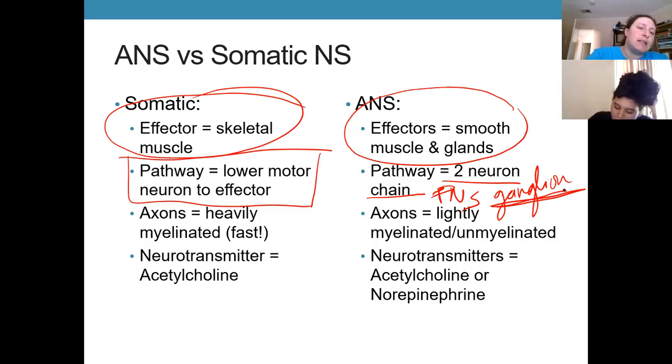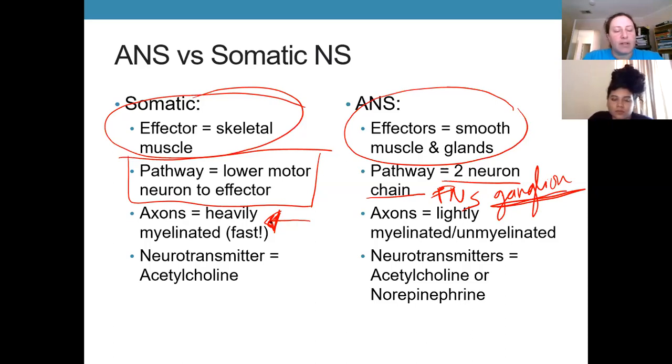Another big difference is that the somatic nervous system is very, very fast. So the motor neurons for skeletal muscle are typically heavily myelinated, which means that the signal travels very fast. Whereas in the autonomic, the axons are either only lightly myelinated or sometimes they're unmyelinated, which means that the signal is going to travel much slower. And that's because these responses aren't meant to be lightning fast. They also typically last longer. And so there's just no need for all that myelination.